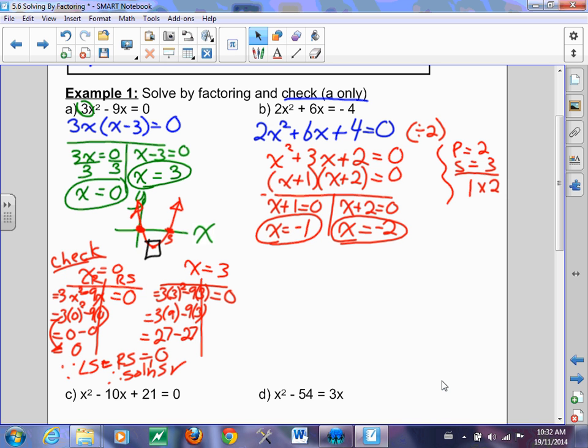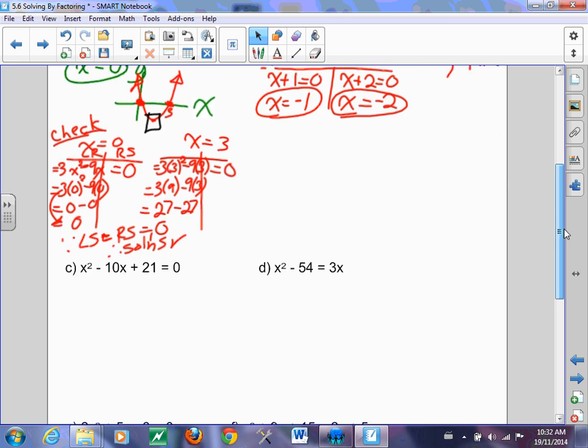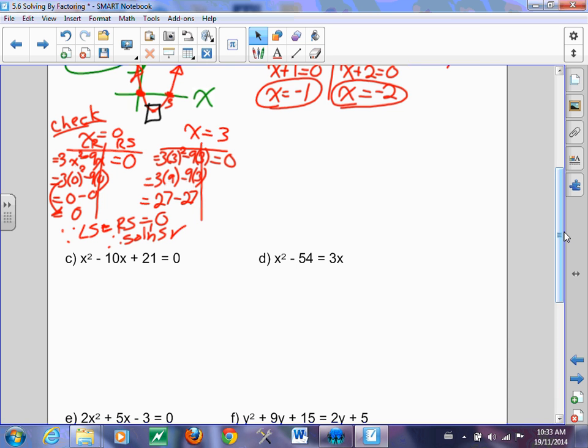All right. I apologize for forgetting that check. Let's move on to another one here. C. Taking a look at C.